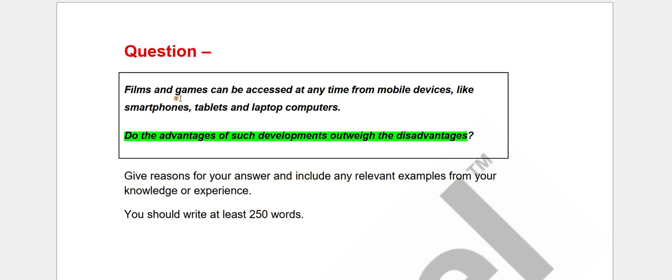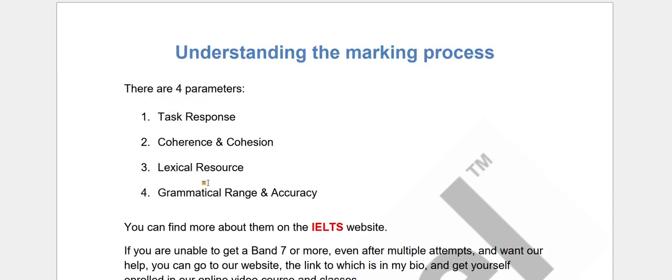First, we will try to understand how your exam is assessed, so that you may know how you can improve your band scores if you're looking to do just that. There are four parameters, as you should know: task response, coherence and cohesion, lexical resource, and grammatical range and accuracy. If you don't know anything about these parameters, don't worry, we will talk about them later in this video. If you want to find out more, you can go to the IELTS website or to Voxcel's website.